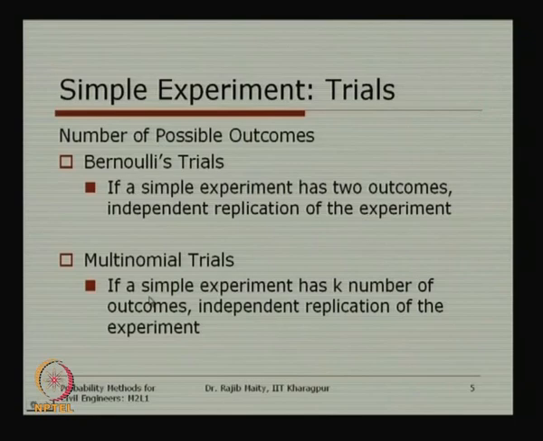On the other hand, if a simple experiment has k numbers of outcomes and independent replication of this experiment, this kind of trials is known as multinomial trials. So these things are important to know the basics of these random events, which will be useful when we are going to give the concept of probability.